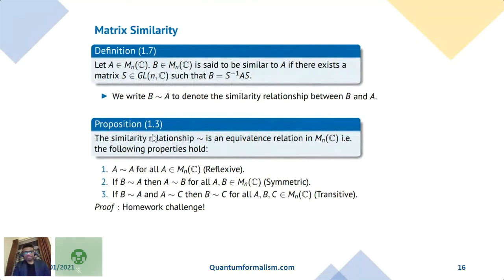Here's a proposition that I would also recommend you to try, which says that the similarity relationship is an equivalence relationship in the set of n by n matrices. What that means is that these properties here are true. A is similar to itself for all A. This is called the reflexive property. I don't think we covered equivalence relations when we covered set theory, but this is the type of stuff that we will definitely cover in the next module when we talk about topologies.